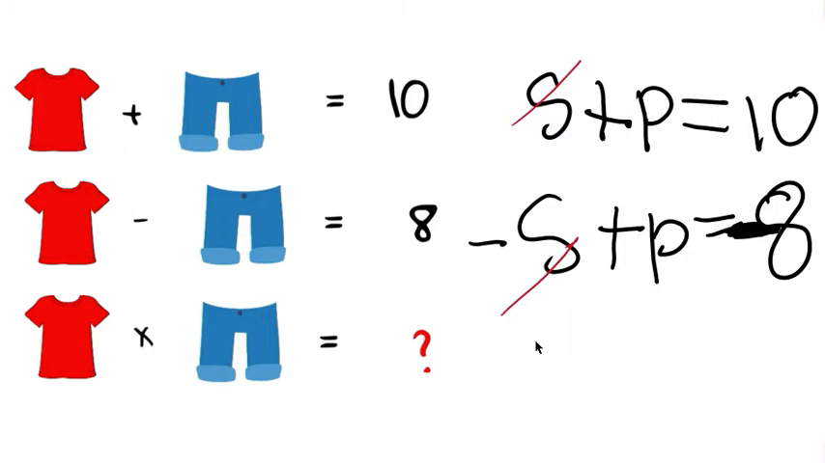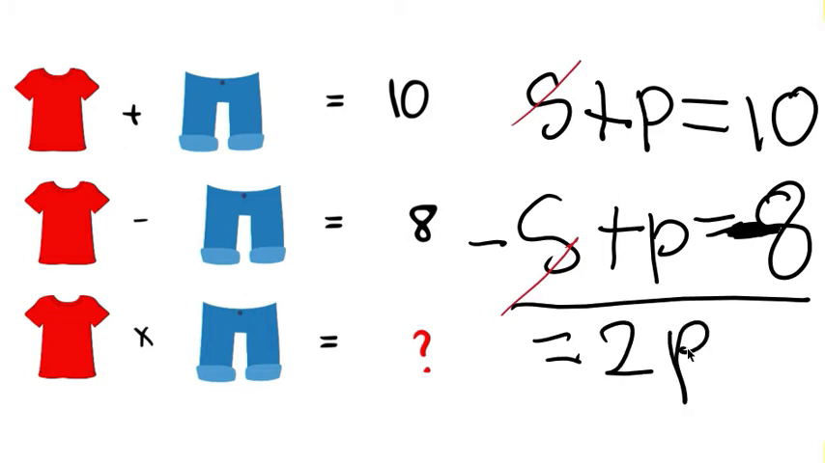Okay, so p plus p is equal to 2p, and 10 minus 8 is equal to 2. Now what is this 2p? Basically 2p is 2 into p. So 2 into how much is equal to 2? Well, it is 1. So the value of p is equal to 1.